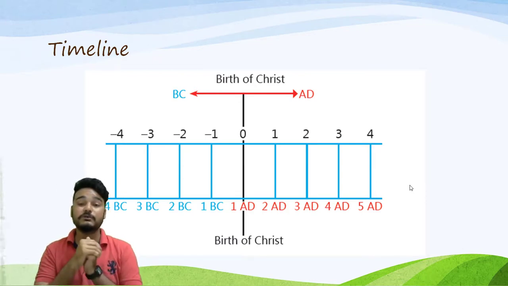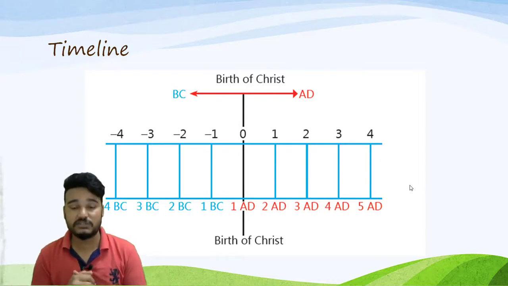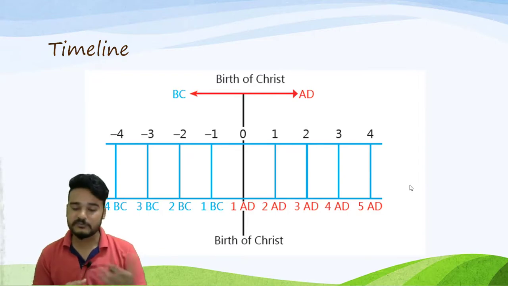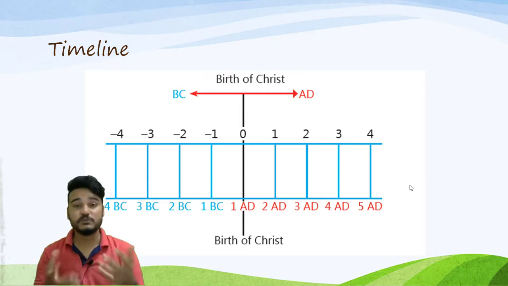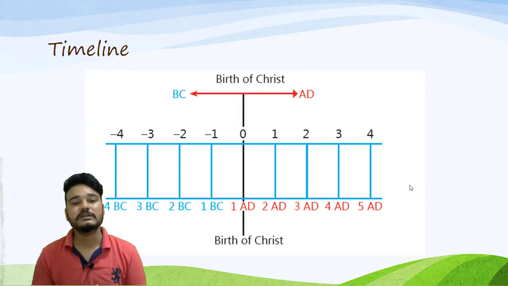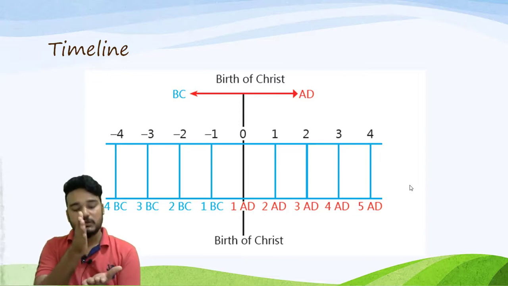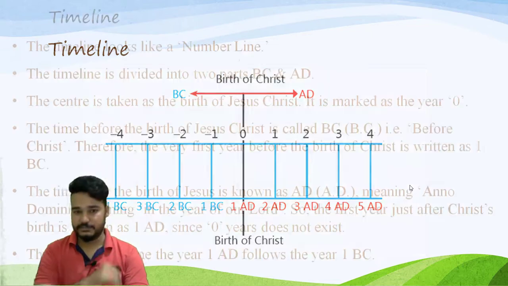Why don't we have a 0? Because our timeline starts with the birth of Jesus Christ. On 25th of December we celebrate Christmas, that is the birth of Christ. So from that day our timeline started. Our timeline is divided into two sections: one is AD and another one is BC.